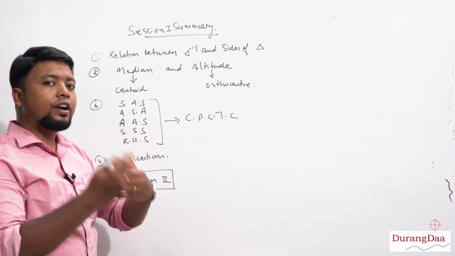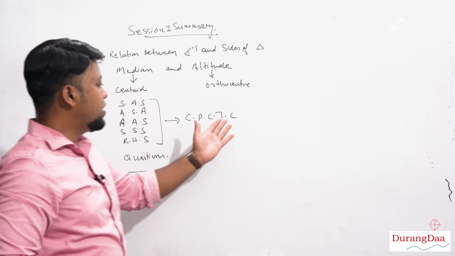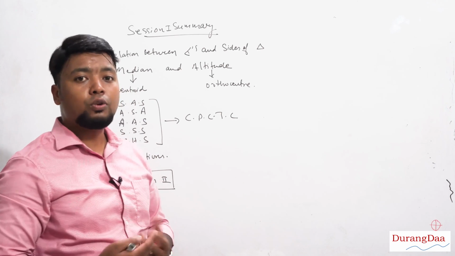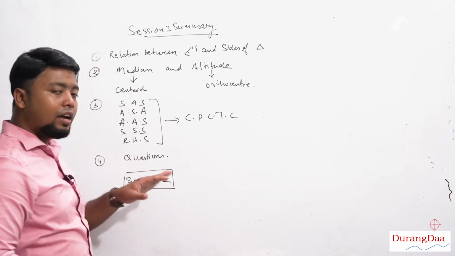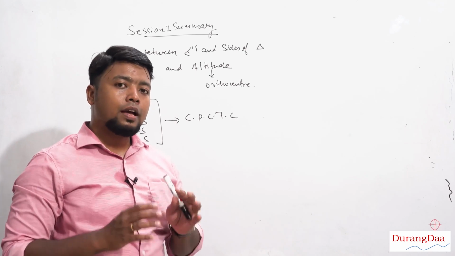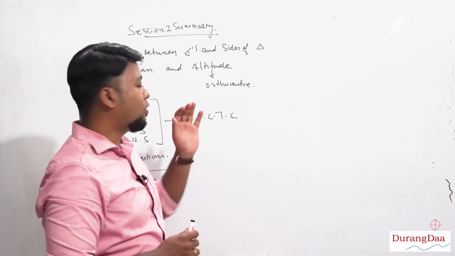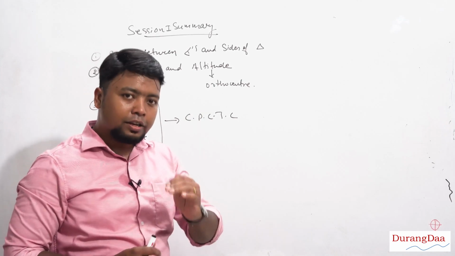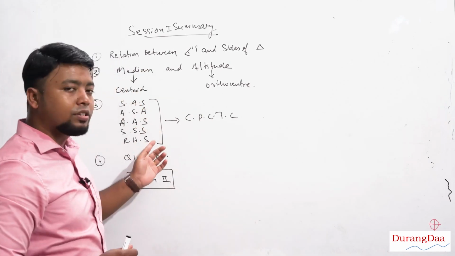Now you know how to apply it for CPCTC. Once two triangles are proved congruent, by CPCTC we can prove even more angles and more sides equal to one another. And lastly, we have done many questions there. 6 questions we did, and believe me, trust me, all the 6 questions are very important for you for the in-depth understanding of all the concepts here.